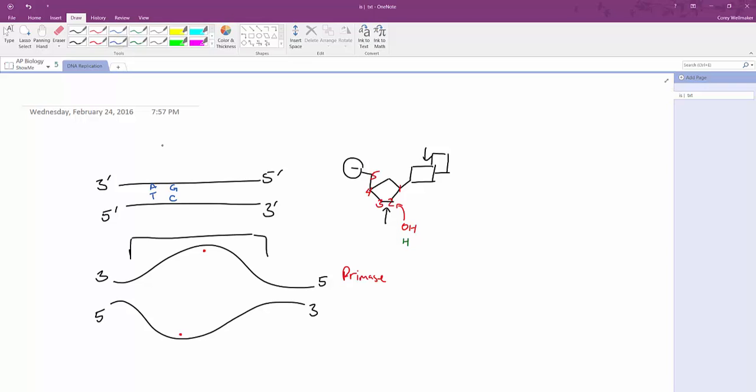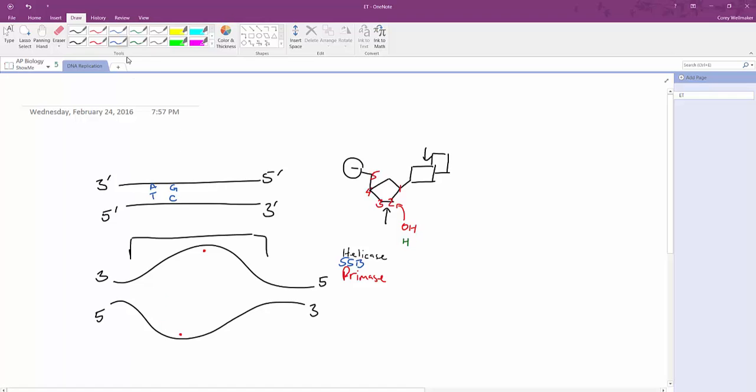Another enzyme that you need to know that I didn't include is helicase. Helicase is the enzyme that's actually going to be breaking the hydrogen bonds and opening up the nucleic acid strand. And there are also proteins called SSB, or single strand binding proteins, and that's going to keep these strands from coming back together. If these strands come back together, then we haven't made a copy.